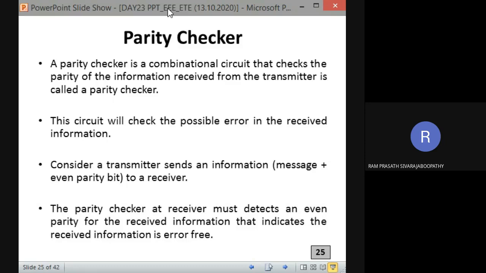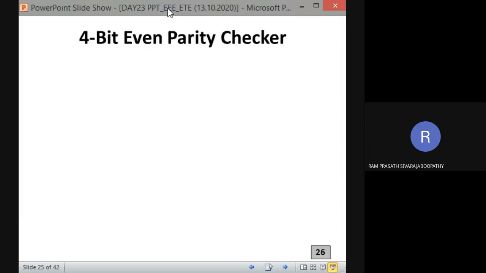Suppose I detect odd parity, what does it mean? If the parity checker detects odd parity, what does it mean? We are using an even parity checker. Suppose it produces odd parity, whether the information has an error or not? Yes, it is going to have an error. Fine. So now we will design the parity checker circuit.